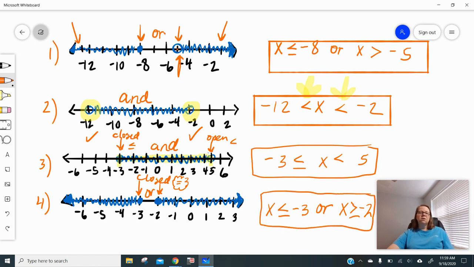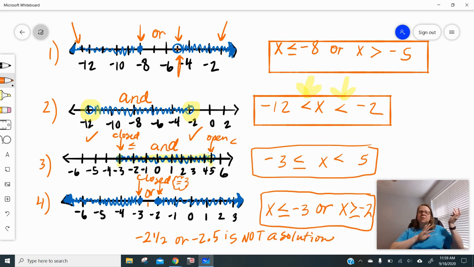So think about it. What's not included here? -2.5 is not a solution to this inequality. So there's those numbers between -2 and -3 that don't work, and everything else works. So infinity in both directions, to infinity and beyond.